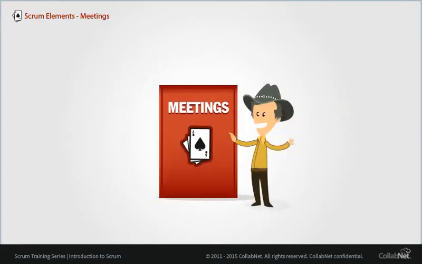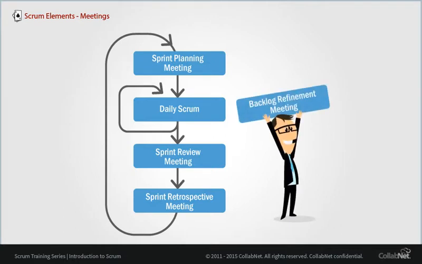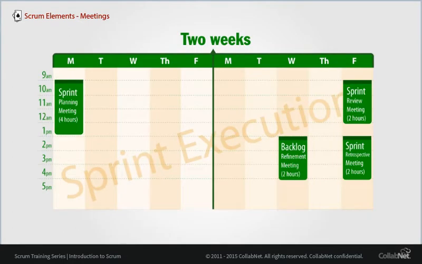Now let's have an overview of the meetings in Scrum. There are 4 meetings defined by Scrum, and a 5th one that just about everyone has found useful to do. The 4 meetings defined by Scrum: the sprint planning meeting, the daily Scrum, the sprint review meeting, and the sprint retrospective meeting. The 5th one has no official name, so we'll call it the backlog refinement meeting. Here's an example of how those meetings might fit into a 2-week sprint. I personally like to end the sprint on a Friday so we don't work over the weekend.